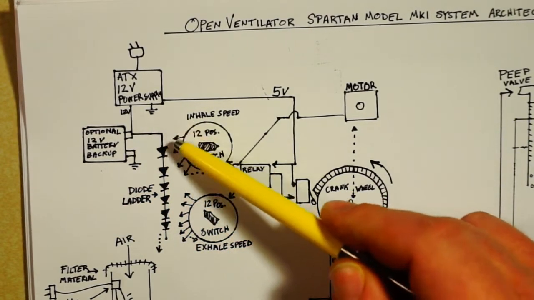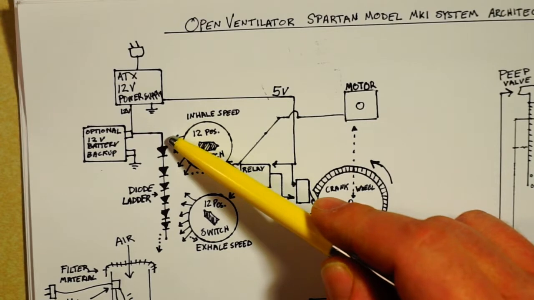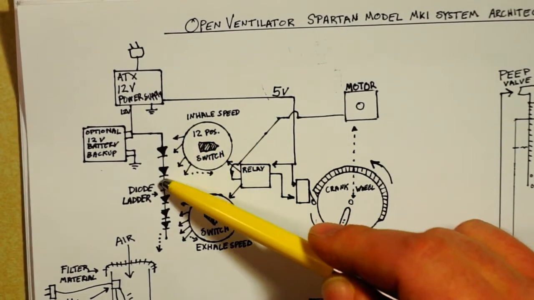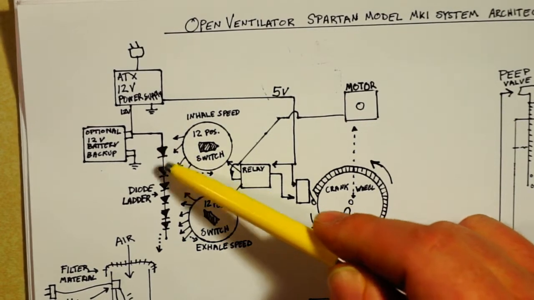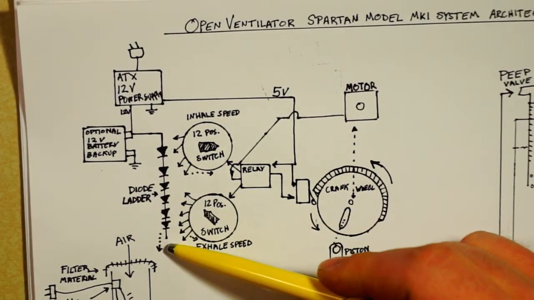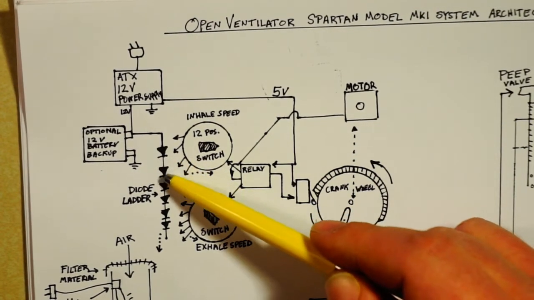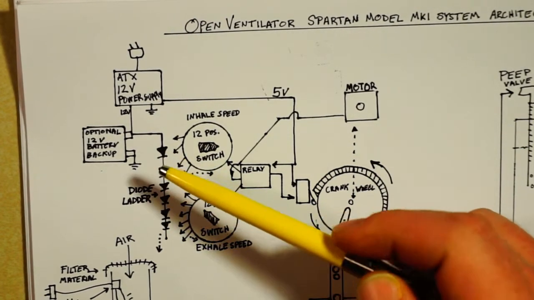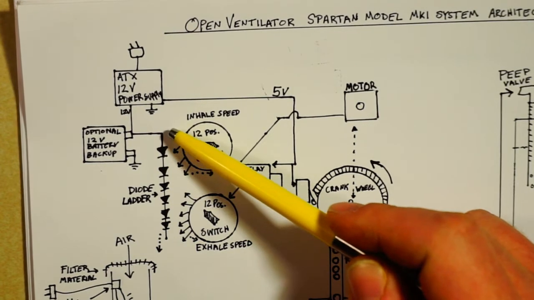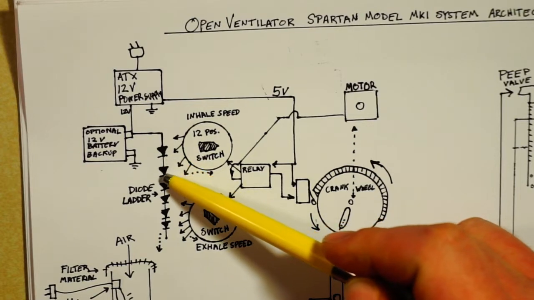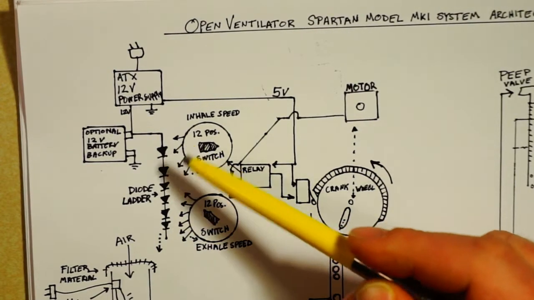Here on the 12-volt line, we have 14 diodes. They're not all pictured here in a ladder. They're in series 1, 2, 3, 4, 5, all the way down to 14. And they drop the voltage by 0.7 volts between each diode. So here we have 12 volts, and here we have 11.3 volts, and here, so on and so forth.